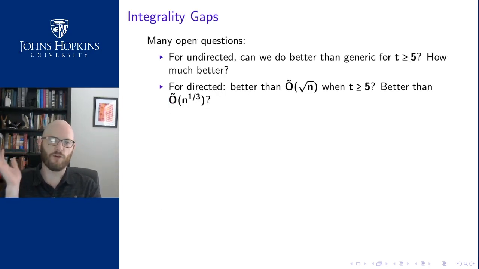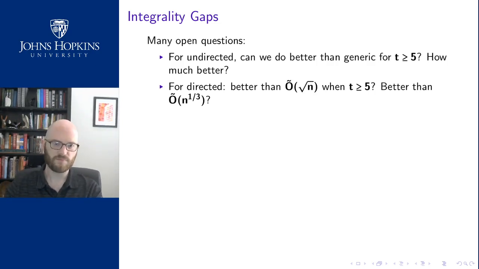Okay, so there's a ton of open questions here. There's a long line of research on optimization algorithms for spanners. I've worked on it, a bunch of other people have worked on it, lots of interesting stuff to do. For example, for undirected, can you do better than generic for t at least 5? So we know for t equals 3 and t equals 4 how to get n to the 1/3 instead of root n. But above 5, we're stuck with the generic approximation as our best. And for directed, what about doing better than root n? What about doing better than n to the 1/3? Like, what's the right answer?